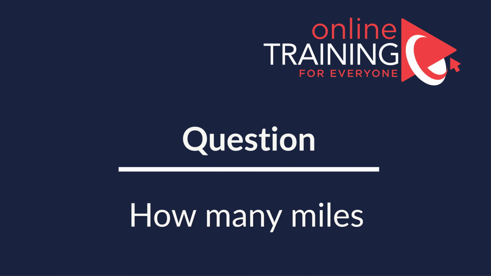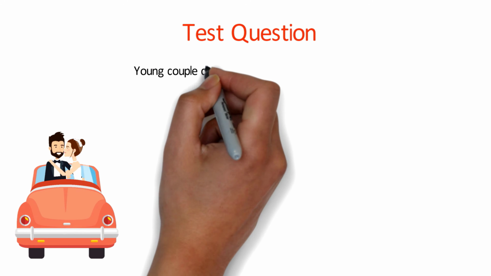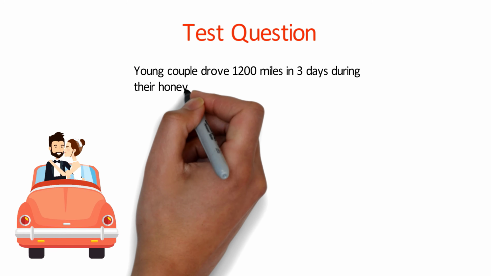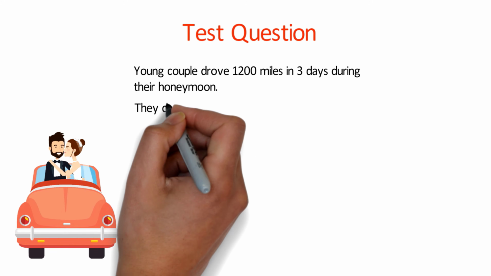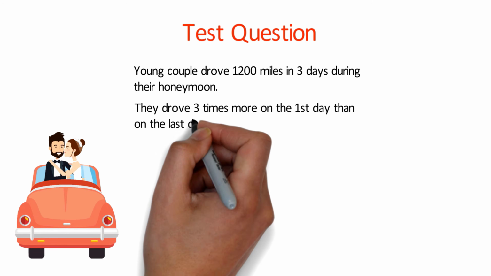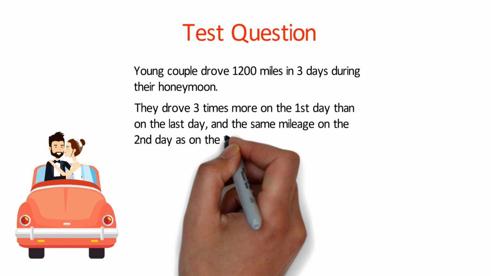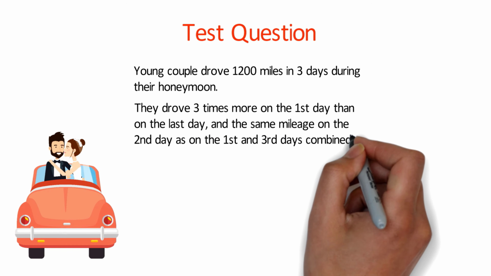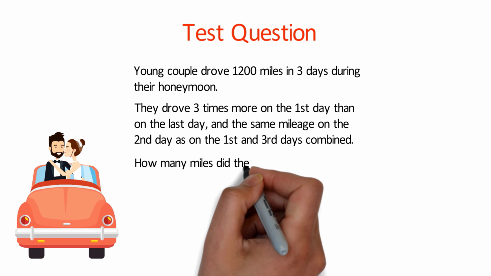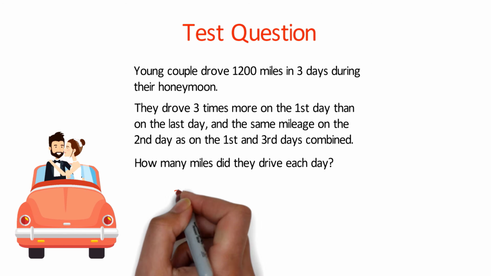Here's the cool question, variations of which we frequently see on the test. A young couple drove 1,200 miles in 3 days during their honeymoon. They drove 3 times more on the first day than on the last day, and the same mileage on the second day as on the first and third days combined. How many miles did they drive each day? You have 4 different choices.